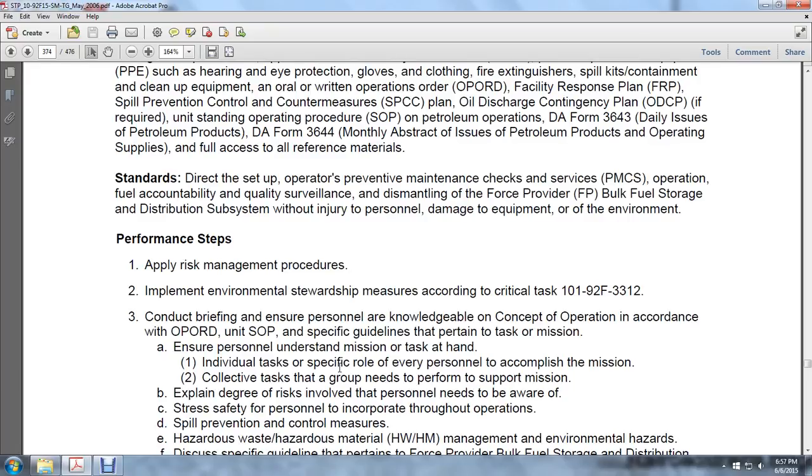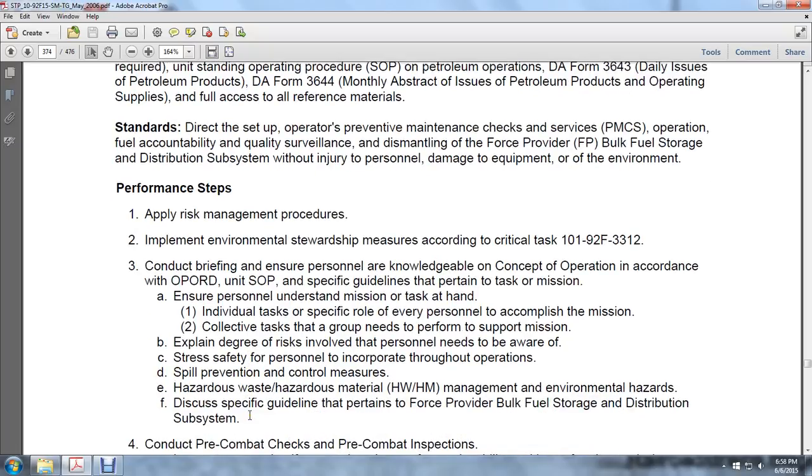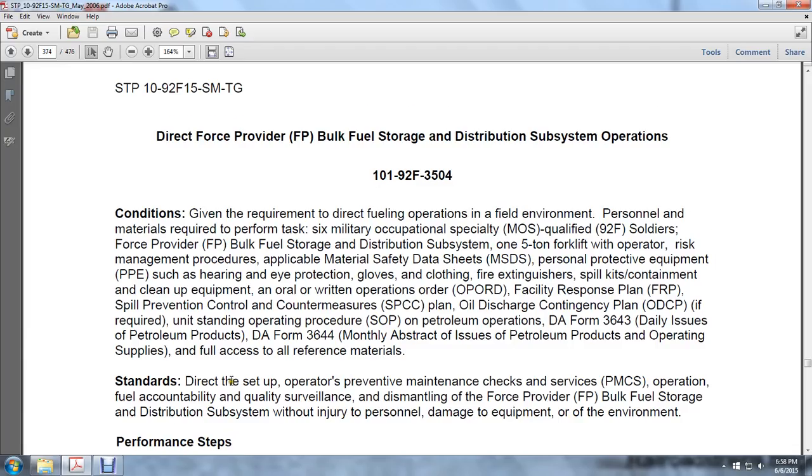Conduct a briefing and ensure personnel know the concept of operations in accordance with the operation order, unit staff or authorization procedure, and specific guidelines that pertain to the task and mission. Ensure personnel understand the mission or task at hand, the individual tasks or specific roles of every person to accomplish the mission, and the collective tasks the group needs to perform to support the mission. Explain the dangers involved and the personal needs that they should be aware of, stress safety for personnel to incorporate throughout the operation, spill prevention control measures, hazardous waste, hazardous material management, and environmental hazards. Discuss specific guidelines that pertain to the force provider bulk fuel storage distribution system.